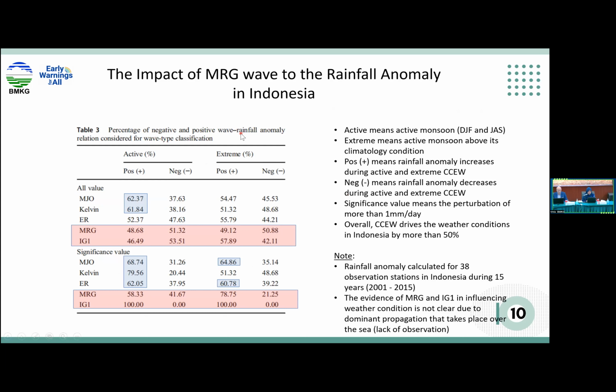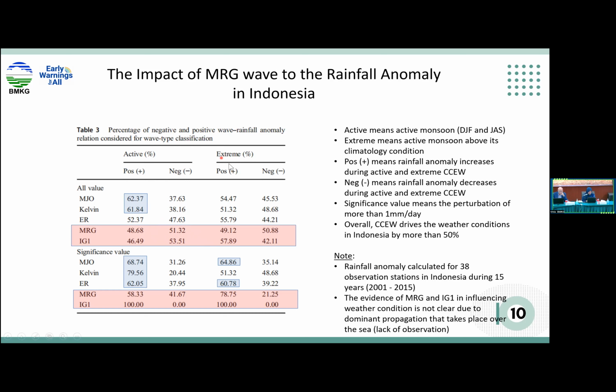And the impact of the MRG wave on the rainfall anomaly in Indonesia, we can see here. The table is complicated, I think, but I try to simplify it. Based on the investigation of the influence of the MRG wave in Indonesia, the mixed Rossby-Gravity wave still influences the rainfall anomaly in Indonesia, more than 50%. We see here the active phase is the whole of December, January, and February, if I'm not forgetting.